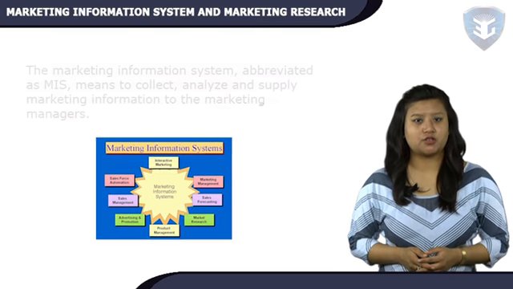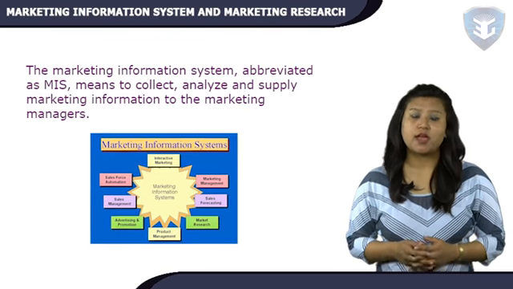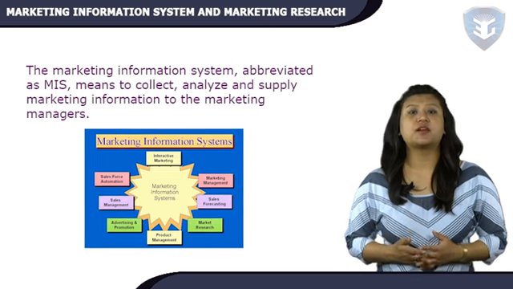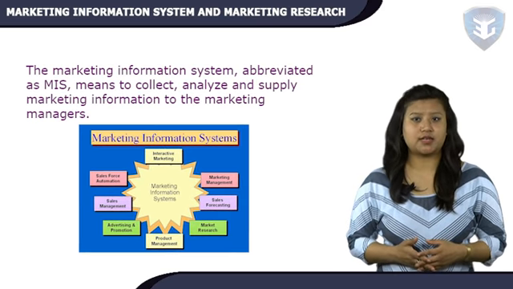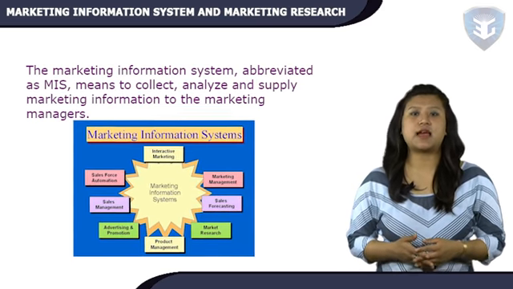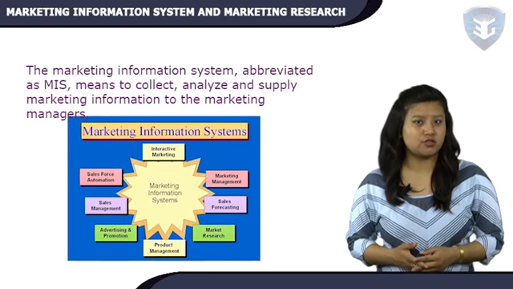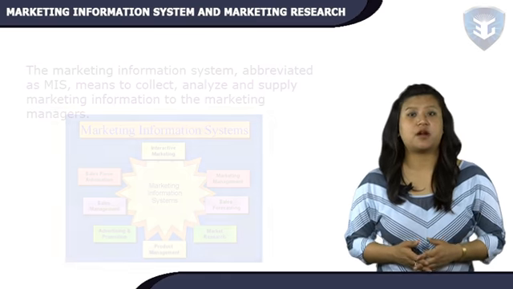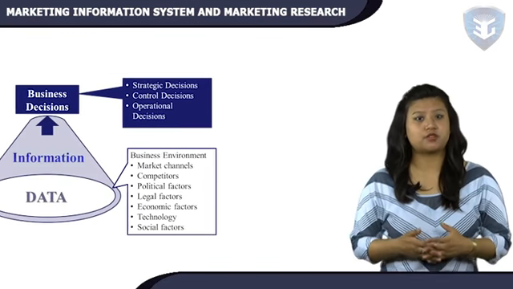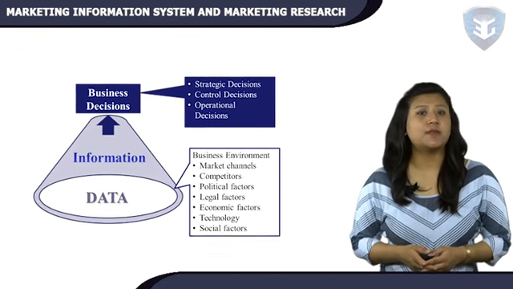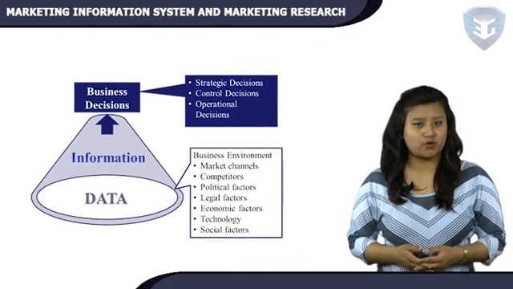Let us start with an introduction to marketing information system and marketing research. The marketing information system, abbreviated as MIS, means to collect, analyze and supply marketing information to the marketing managers. The marketing managers use this information to take marketing decisions. The MIS is a permanent and continuous process.